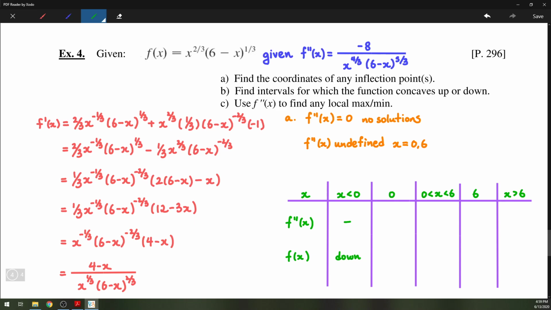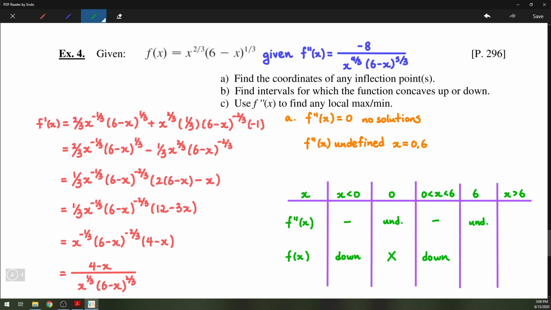Now here, the second derivative is undefined. And let's continue. Let's say in this interval x is equal to, for example, 1. This first term is positive, this second term is also positive. So again, the second derivative will be negative in that interval, so it's still concaving downwards. So what that tells us is that the point at 0 is not an inflection point because the concavity does not change. And then we have x equals 6. Again, the second derivative is undefined.